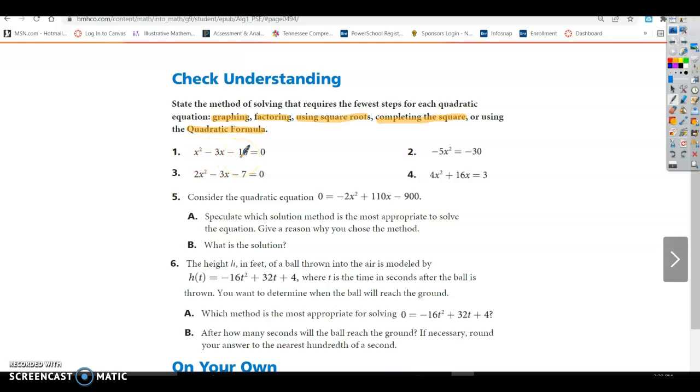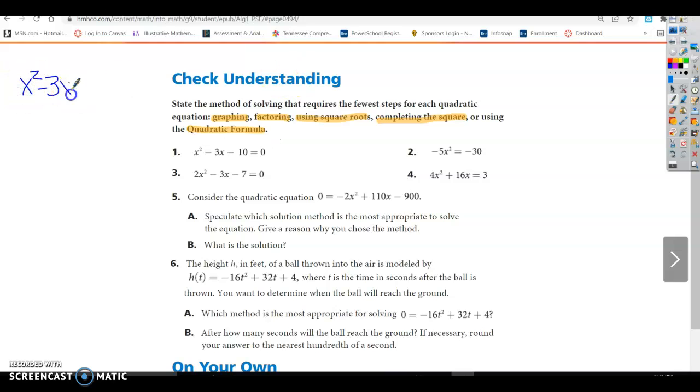So what multiplies to give me negative 10? 1 and 10, and 2 and 5. Okay, 2 and 5 are 3 apart. So this one will factor. So for number 1, quickly I can determine the quickest way to solve this is by factoring. Then I can solve it and be done. So let's go ahead and solve number 1.